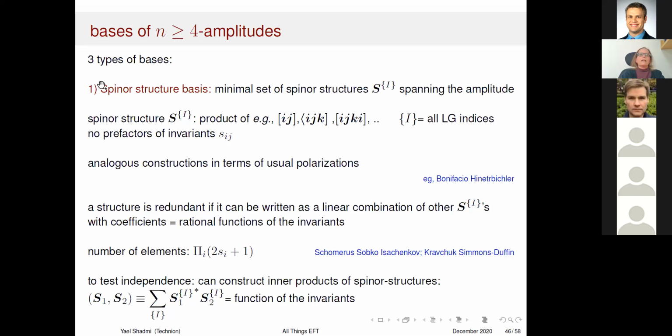we were interested in. The first one is the first thing that comes to mind, which is something that we call the spinor structure basis. So that's just the minimal set of spinor structures, SI, that span the amplitude. So by this SI, I mean a product of things like these spinor products. This I labels all the little group indices collectively, and there are no prefactors of the invariant Sij. Now, this is a question that you can ask in different contexts, obviously, and people have looked at ways to write the amplitudes in terms of the usual polarizations and momenta, and so on and so forth. But here we're interested in a basis in terms of these massive spinors.